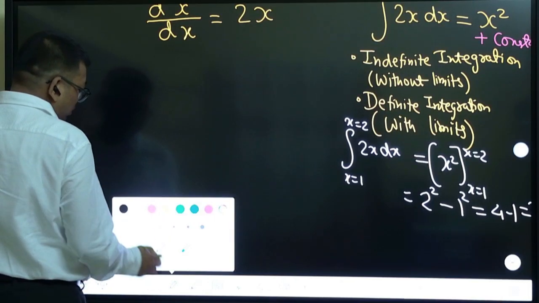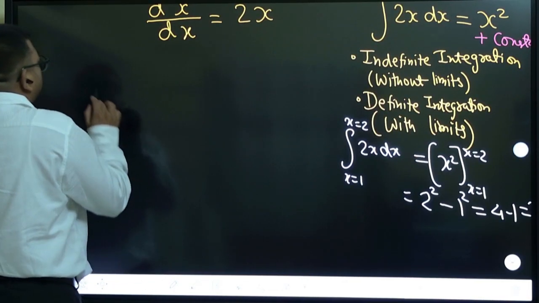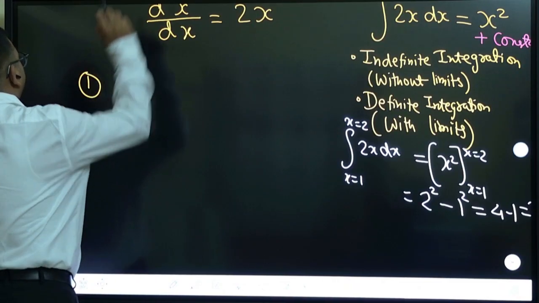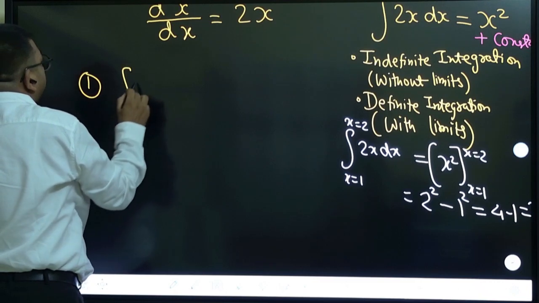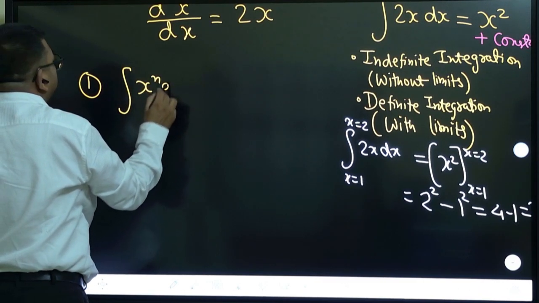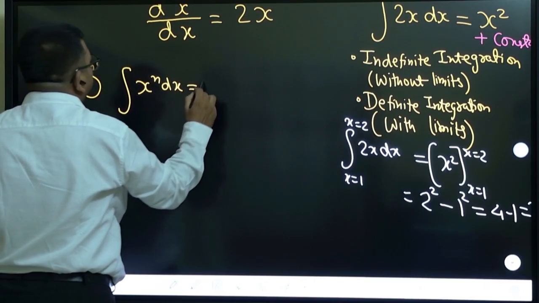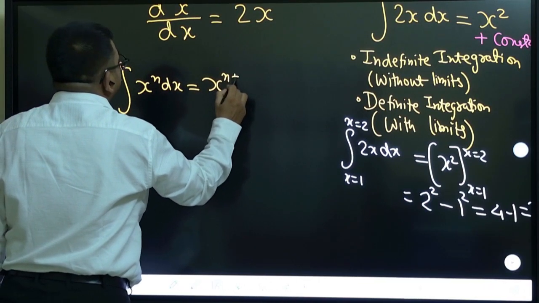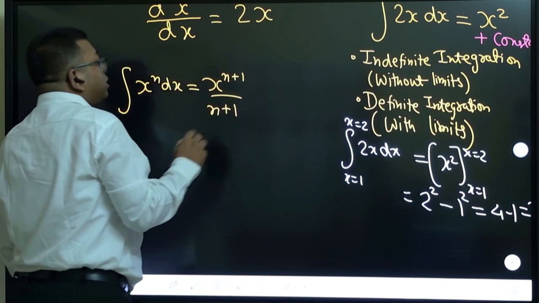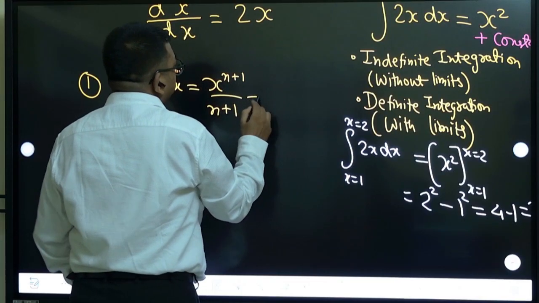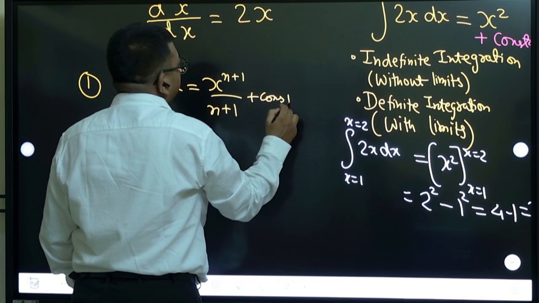Here itself you will understand the formula. So let us know some of the formulas. Integration of x power n with respect to x becomes x power n plus 1 by n plus 1. This formula you can use, and of course we add a constant because we are using indefinite integration.